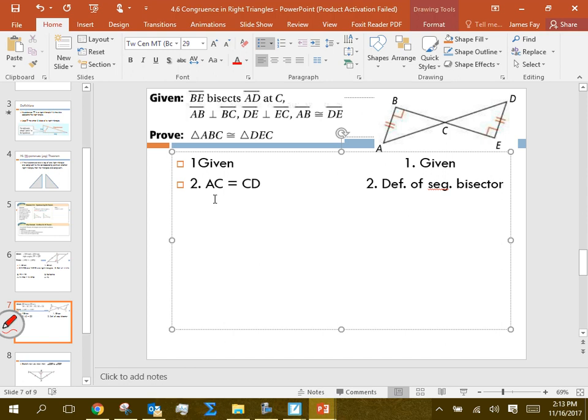Definition of segment bisecting. If we read it, it says BE bisects AD. Another way of saying bisects is cuts in half, right? If I say BE cuts in half AD, that means AD gets cut in half, right? Does BE get cut in half? No. People all the time have issues with this and say BE should be getting cut in half as well as AD.